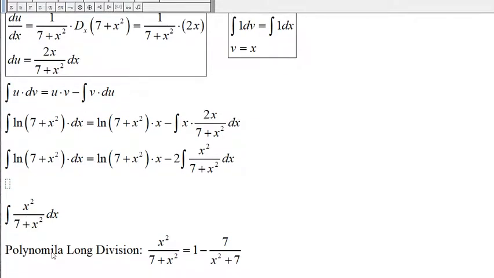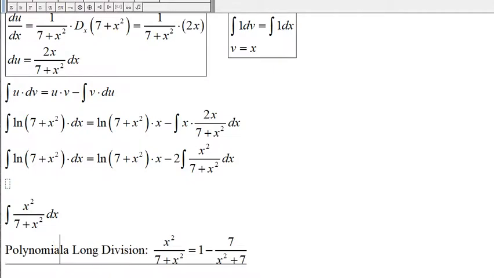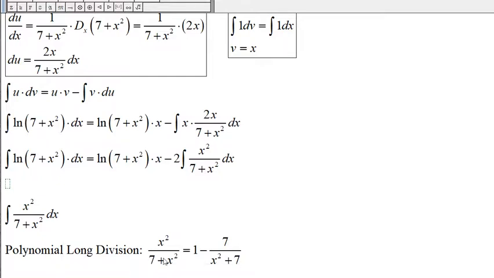So using polynomial long division, we divide x squared by x squared plus 7. Just set it up like this in polynomial long division. Rewrite the divisor as x squared plus 0x plus 7, and then divide. And we will get, using long division, 1 minus 7 over x squared plus 7.